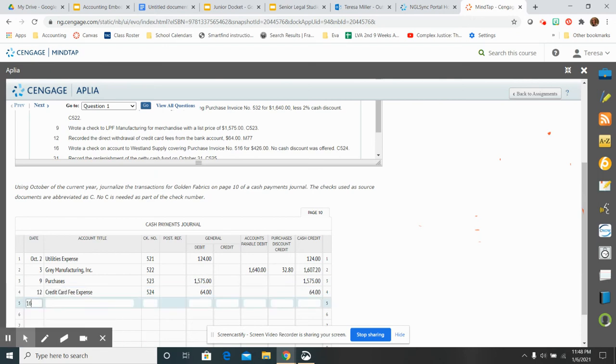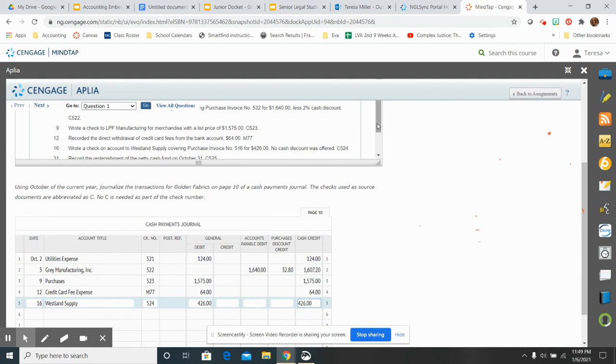Then on the 16th, we wrote a check on account to Westland Supply covering purchase invoice 516 for $426. No cash discount was offered. So it's on account. So we're going to put in Westland Supply, and it's written on check 524. This one was M77. Hopefully you guys caught that. And this is going to be a general debit of $426 and a cash credit of $426.